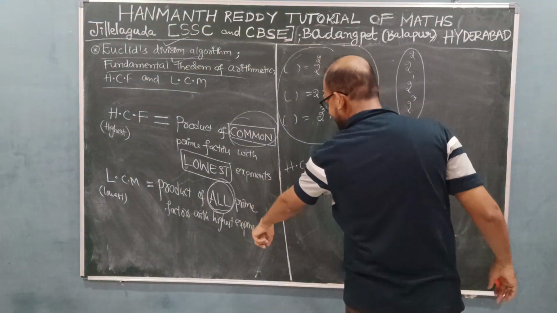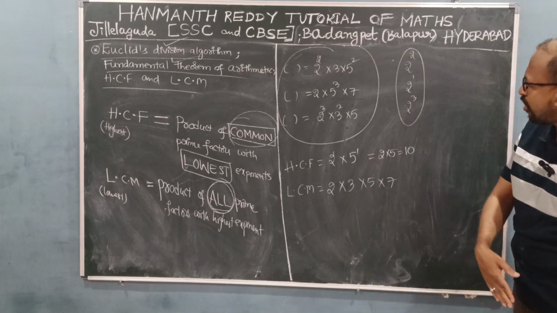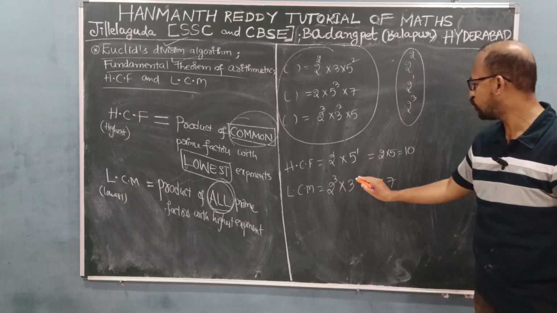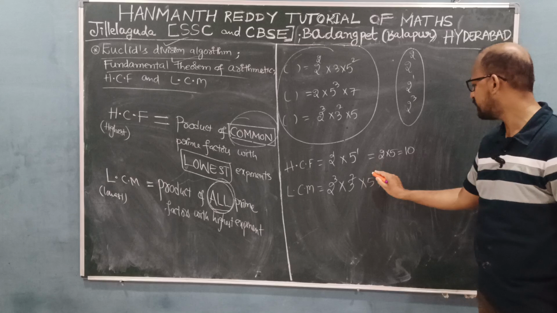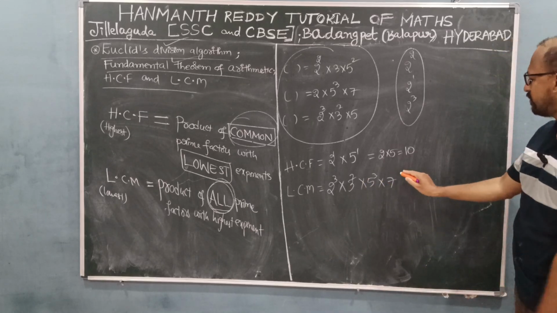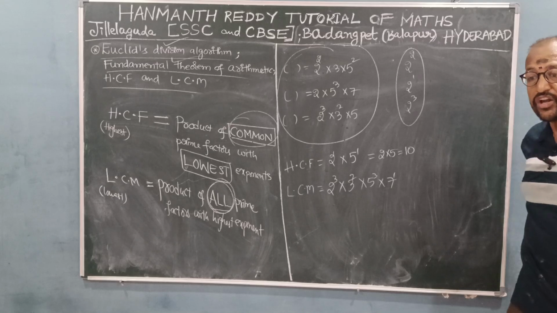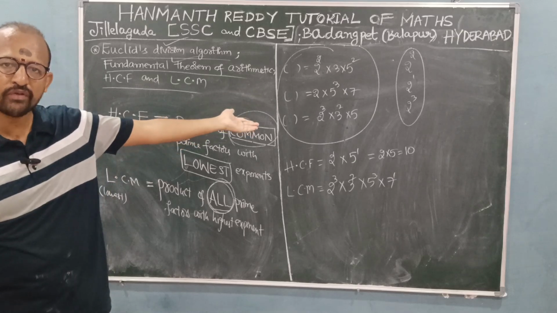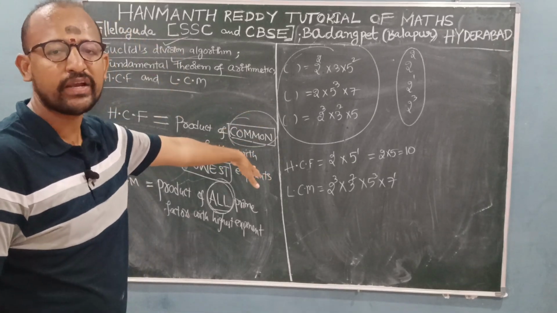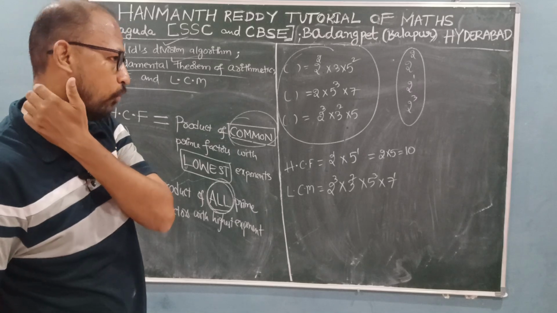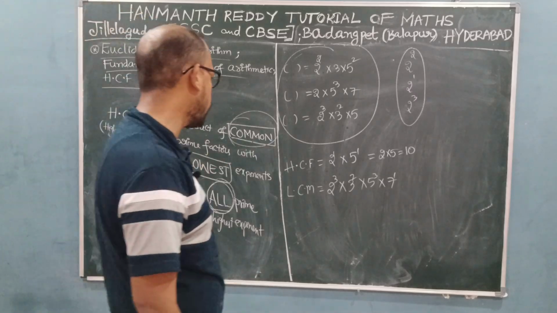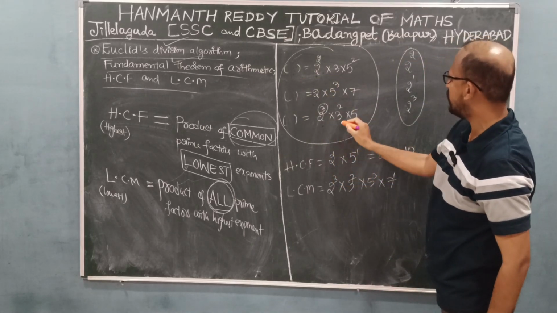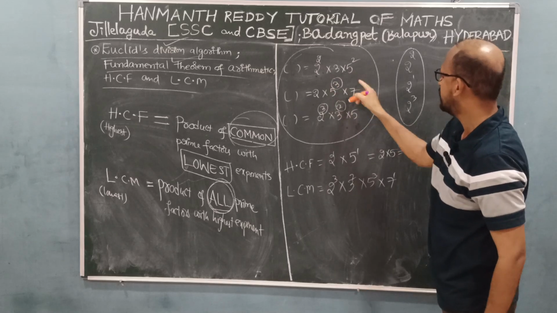Now select the highest exponent. For 2, what is the highest exponent from all? 3. For 3, what is the highest exponent? 2. For 5, what is the highest exponent? 3. For 7, 1. Is it clear? Don't write common, write all. 2, 3, 5 and 7 are each one of the factors. After writing the factors, select the highest exponent from all. For 2 the highest exponent is 3, for 3 it is 2, for 5 it is 3, for 7 it is 1.